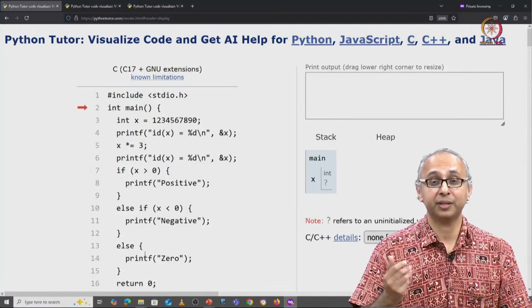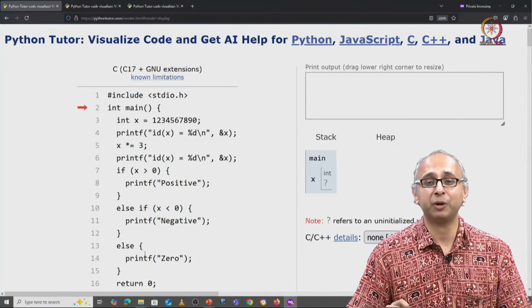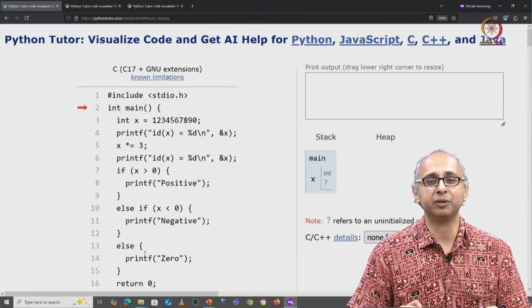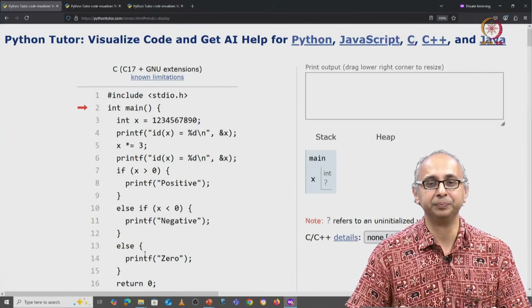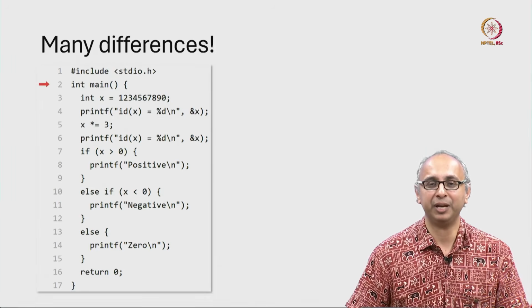We can see that the code is ready to run. So now let's head back to our lecture and recap what we have learned before proceeding further. So as we have seen, there are many differences between these two languages.